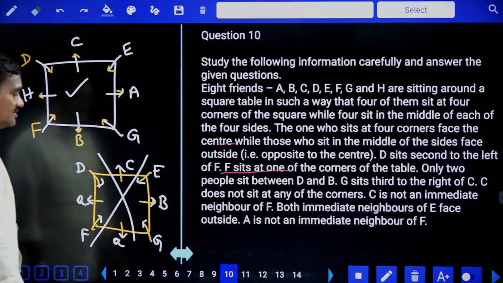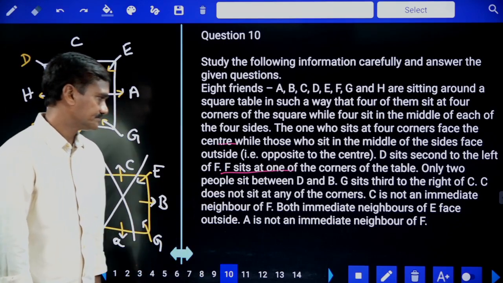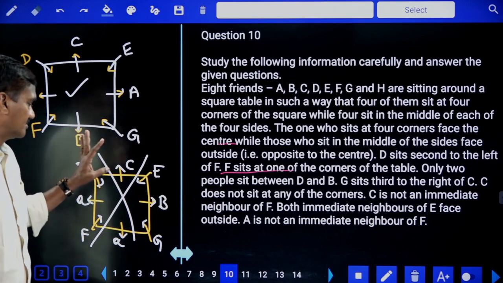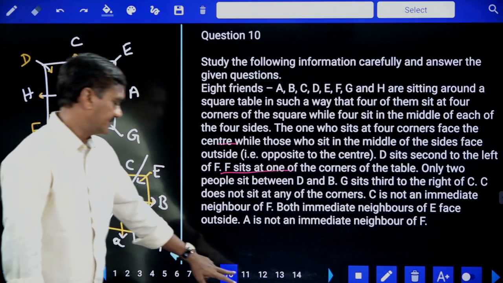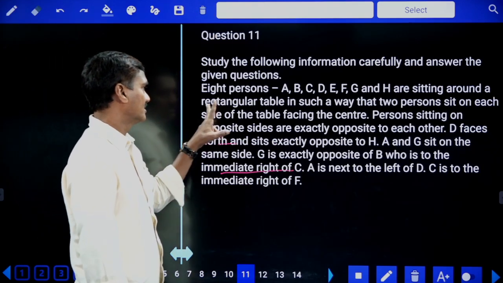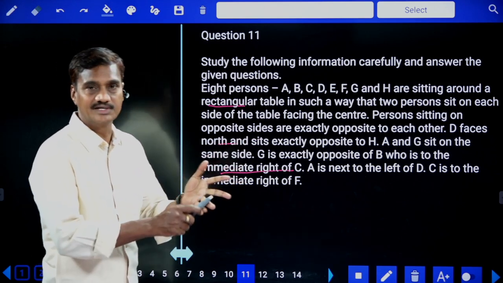Done with this? Now this is about set number 10, almost similar to set number 9. And this is just for practice. Now this is about square table. Done? Then 11th one. Now in this 11th one, rectangular table. Now rectangular table is most complicated when compared with your circle and a square.